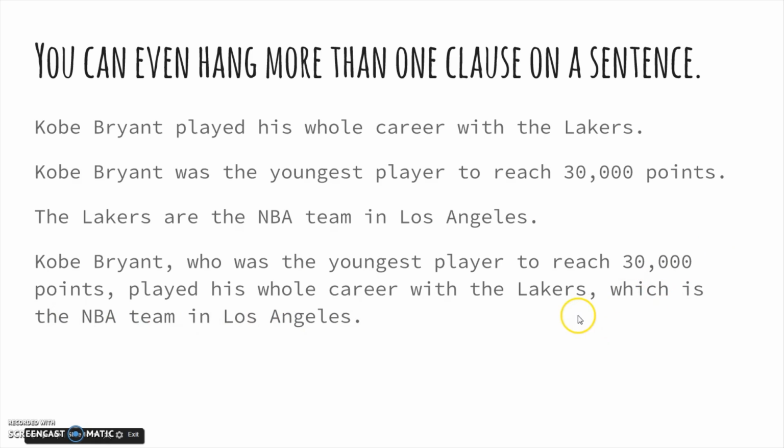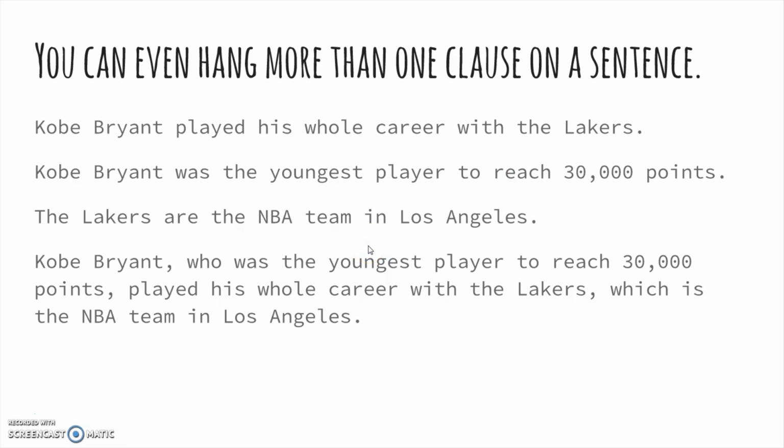Both of these subordinate clauses are stuck into the part of the sentence where their overlap occurred. So my main clause, Kobe Bryant played his whole career with the Lakers, is exactly there as it was. So that's my independent clause. It's been interrupted, but it's still there. And then my two subordinate clauses, which are marked by these relative pronouns, who was the youngest player to reach 3,000 points, and which is the NBA team in Los Angeles, are just coming off of that independent clause.